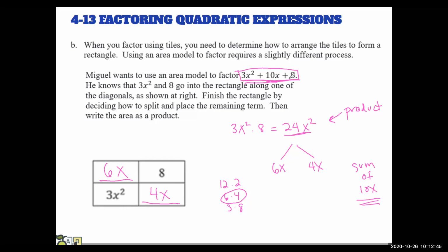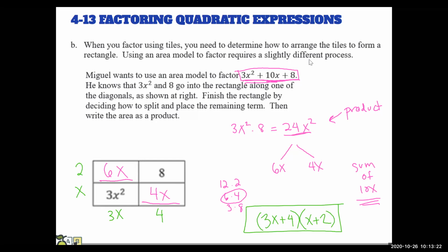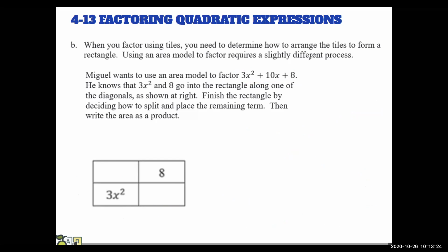So now along the edges, I'm going to put a 3x here because both those two terms, 6x and 3x squared, are divisible by 3x. I'm going to put an x here. x times 4 makes 4x, and 3x times 2 makes 6x, and 2 times 4 makes 8. And now we have everything we need. So our factored form would look like along the bottom, 3x plus 4, and along the side, x plus 2. And we're done. Okay, now that seemed like a little bit of a messy way to organize things.